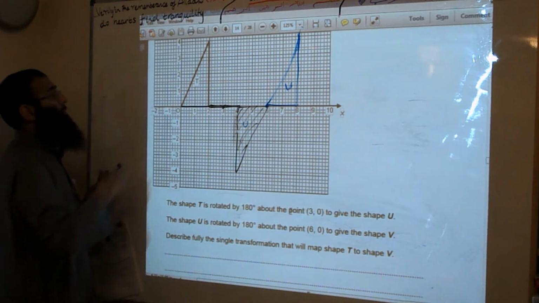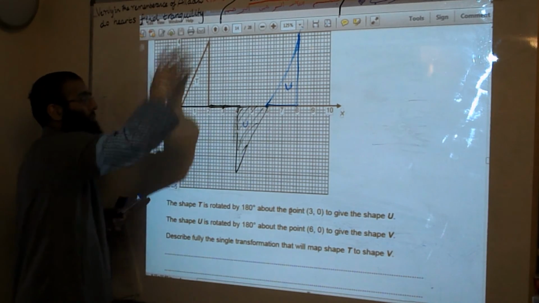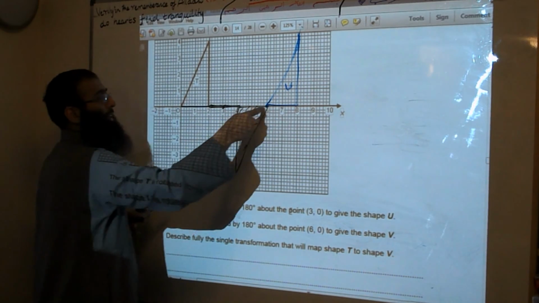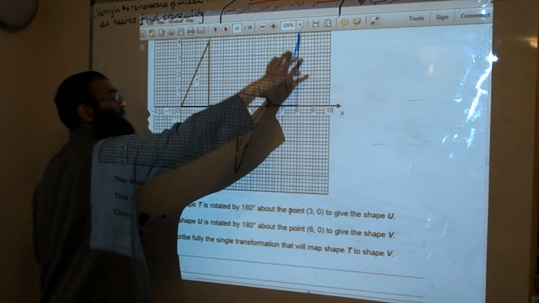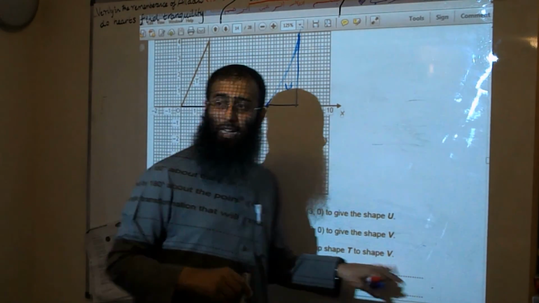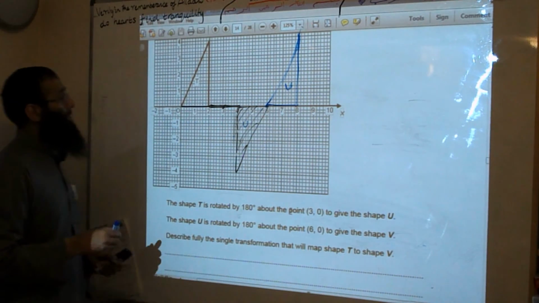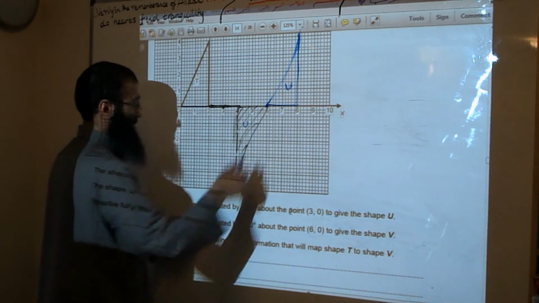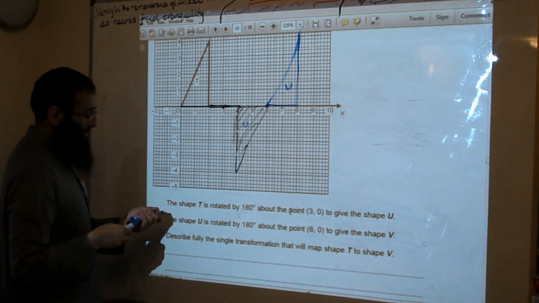So we've rotated this shape about this point all the way down to here. Then we rotated about that point up to here, another 180 degrees. The question was: describe fully the single transformation which maps shape T to shape V. T to V. How did this get to there? So the word that we use is?